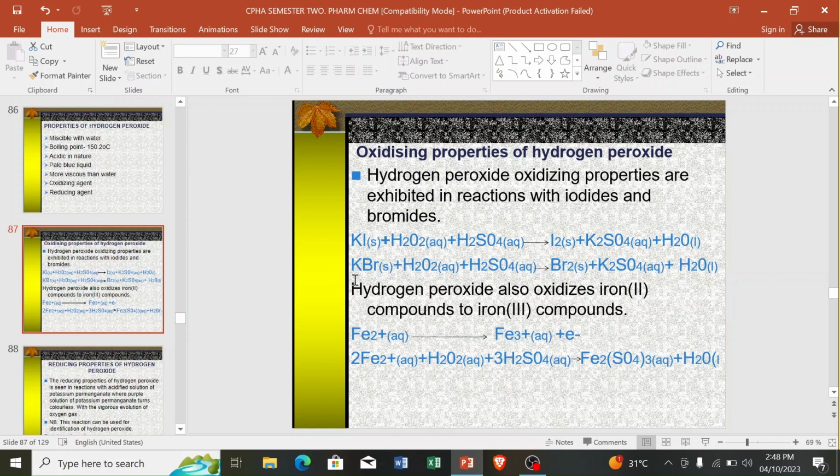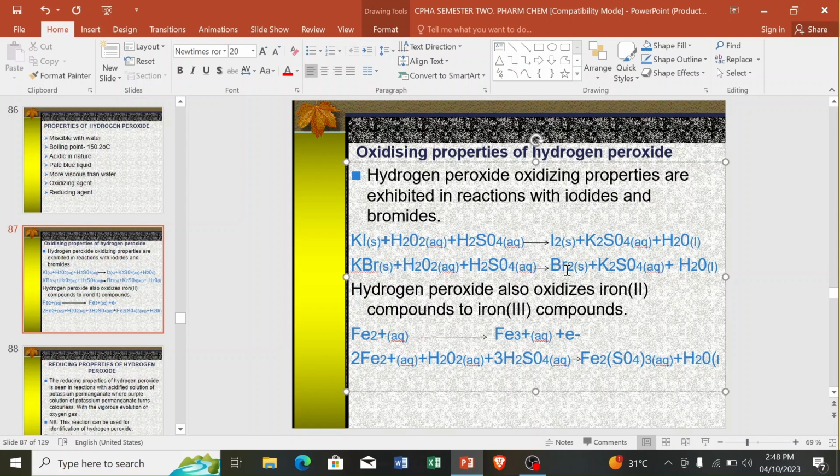The same comes with the bromide. The bromide is oxidized to bromine, giving us these compounds. We find that potassium bromide with hydrogen peroxide and sulfuric acid gives us bromine, potassium sulfate, and water.